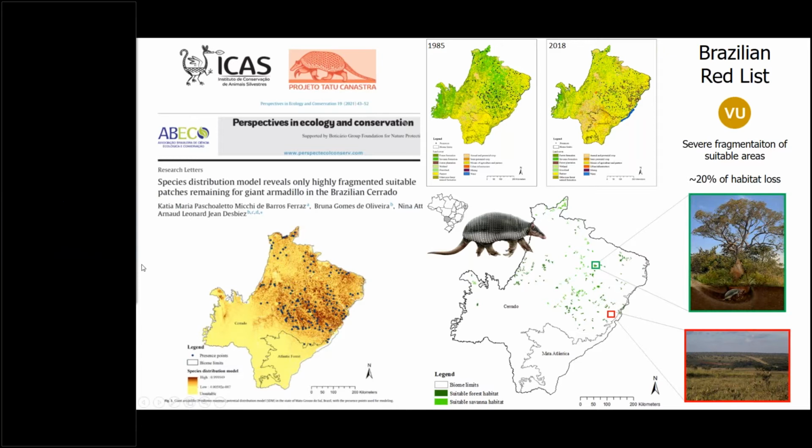The analysis also showed us a high habitat conversion rate in the last 30 years, around 20%. Both results, the severe fragmentation of the suitable area and the high habitat conversion, helped to keep the species as vulnerable in the Brazilian red list, in the species assessment that happened last week. So the model results were essential to guide the decision makers in the decision of keeping the species as vulnerable.